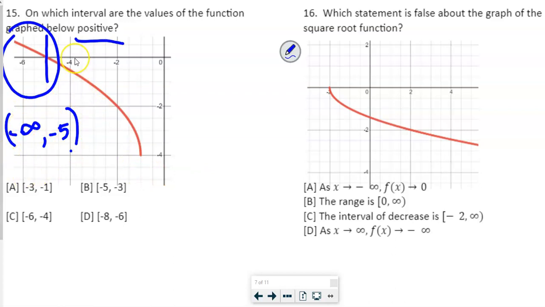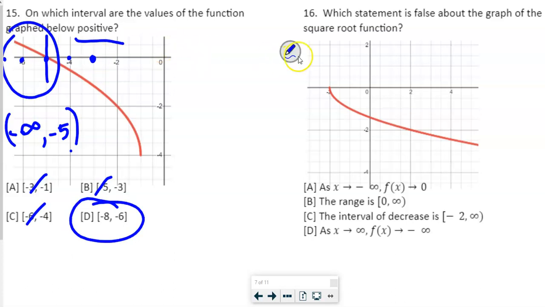So negative 3 is over here, so that's definitely not one of them. B is negative 5 to negative 3. No, that one crosses, so that's not it. Negative 6 to negative 4 also crosses in that one. So then we've got negative 8, which is out there somewhere, to negative 6. So that's our answer right there.